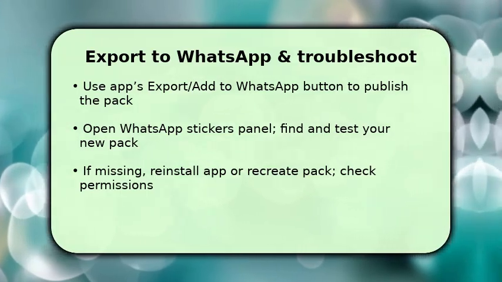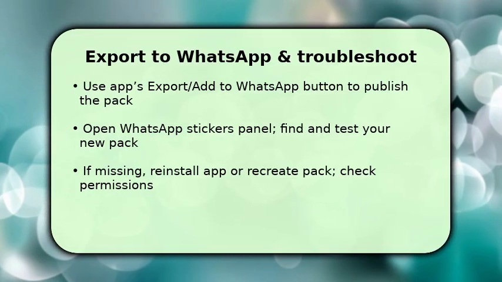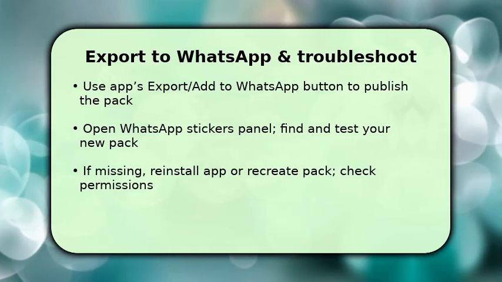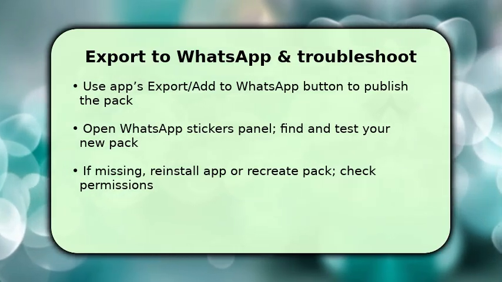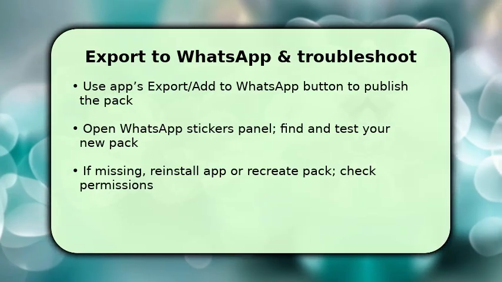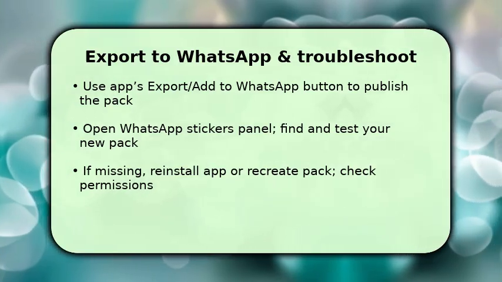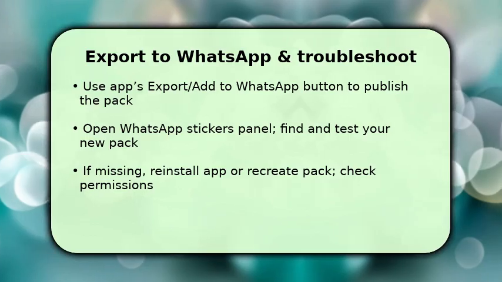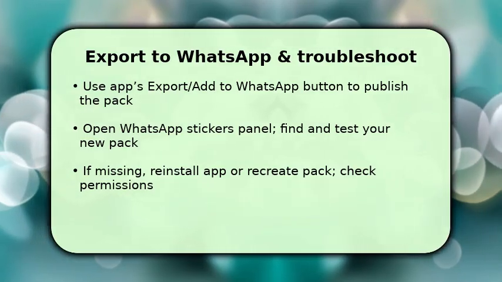Once imported, open any chat, tap the sticker icon, and locate your new pack to test each sticker. If a sticker won't send or the pack doesn't appear, make sure the creator app has storage and contact permissions, reboot WhatsApp, or recreate the pack ensuring at least 3 stickers and proper sizing. That usually fixes import or visibility issues quickly.